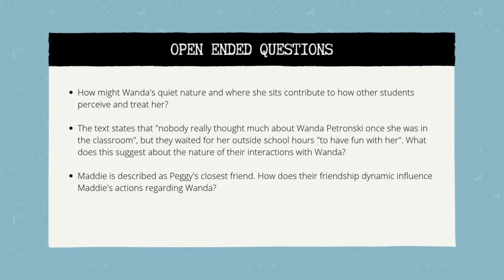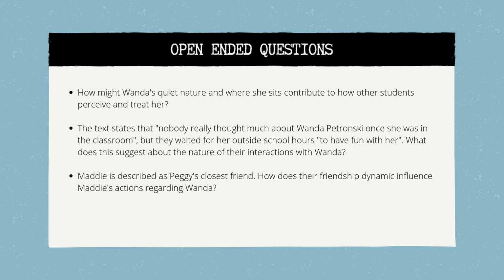Now for some open-ended questions to deepen our understanding. Here's a question for discussion. How might Wanda's quiet nature and where she sits contribute to how other students perceive and treat her? One probable answer is Wanda's quietness might make her seem unapproachable or an easy target because she doesn't defend herself. Sitting in the back corner could make her less visible to the teacher and more isolated from the main group of students, allowing bullying to go unnoticed.